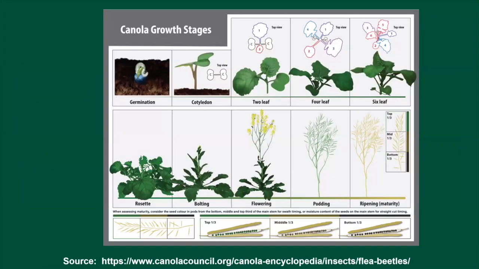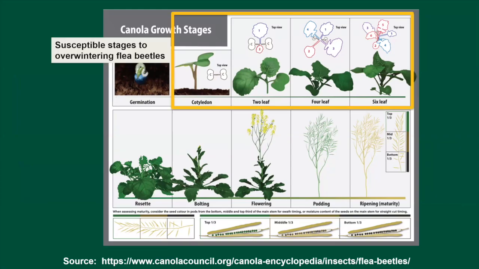So if we look at the canola growth stages, the most susceptible period is from the cotyledon to the 4 to 6 leaf stage. After it gets to the 6 leaf stage, that plant can tolerate flea beetle feeding, and most likely, if the weather conditions are conducive for canola growth, it'll be able to outgrow any feeding injury.